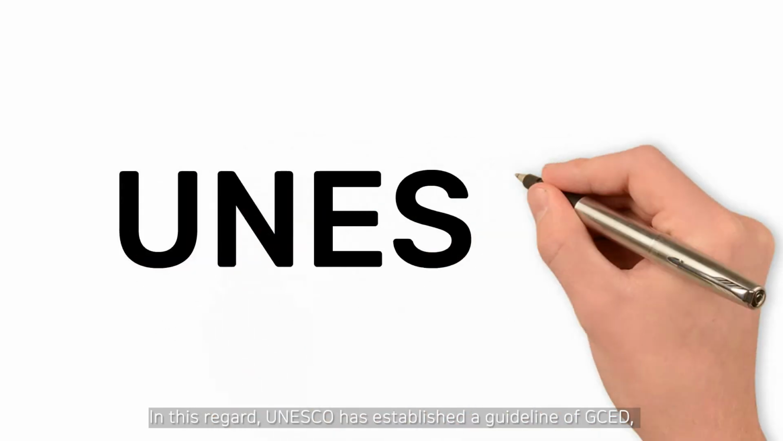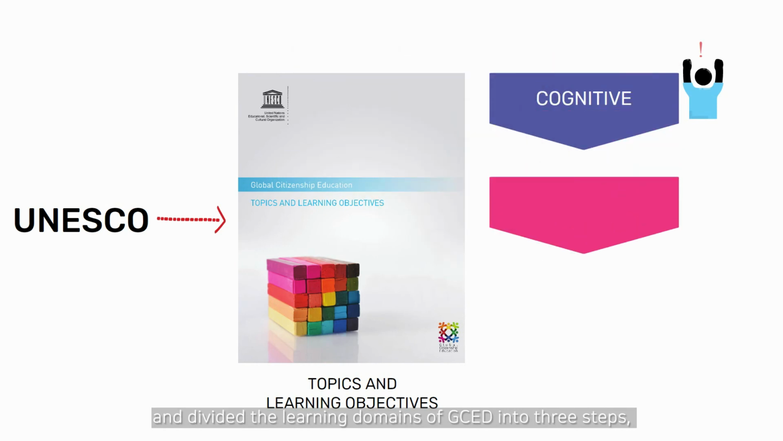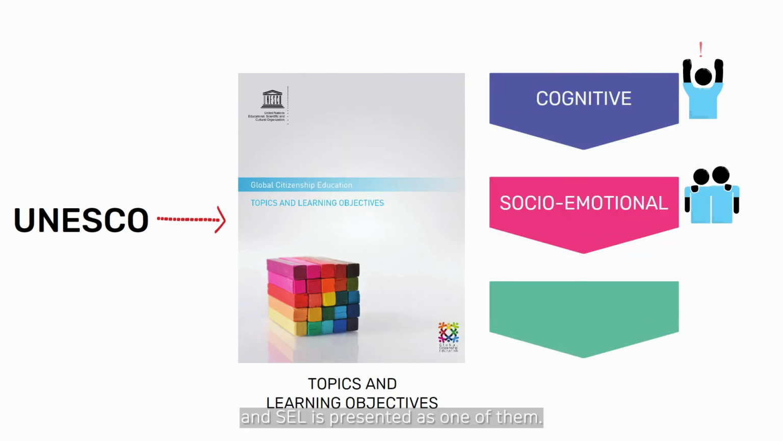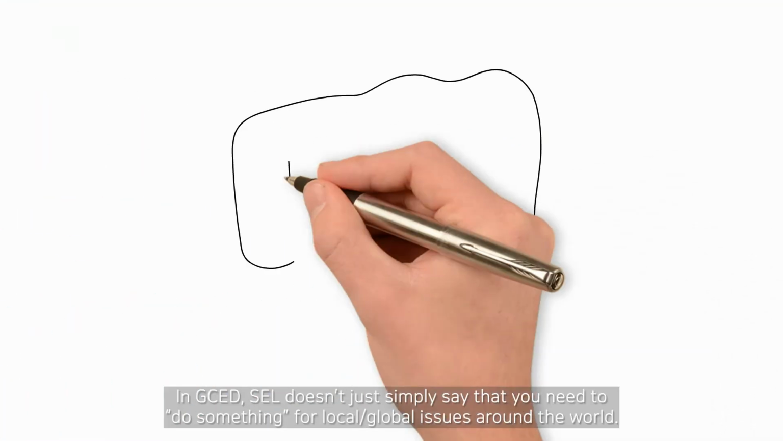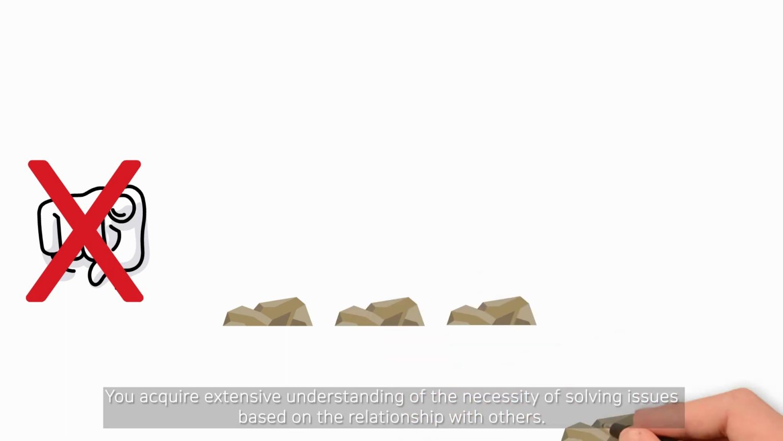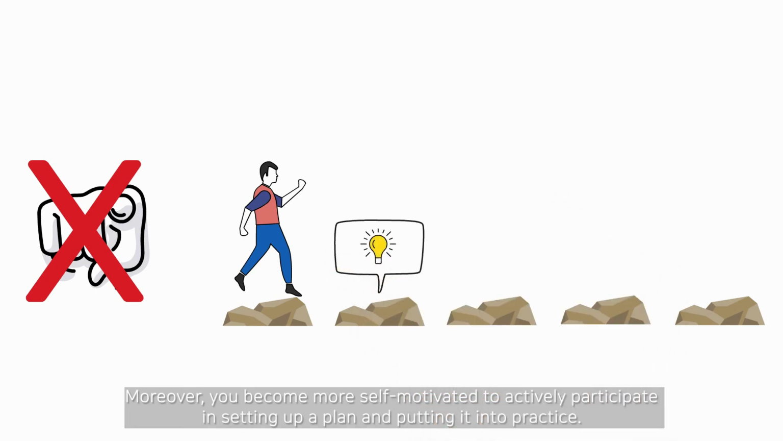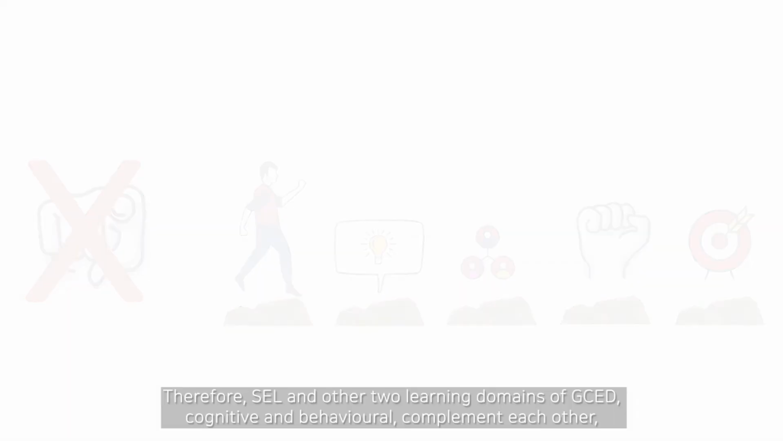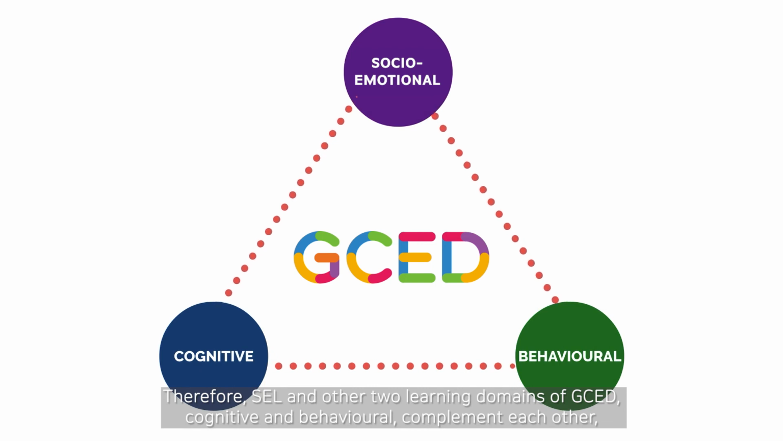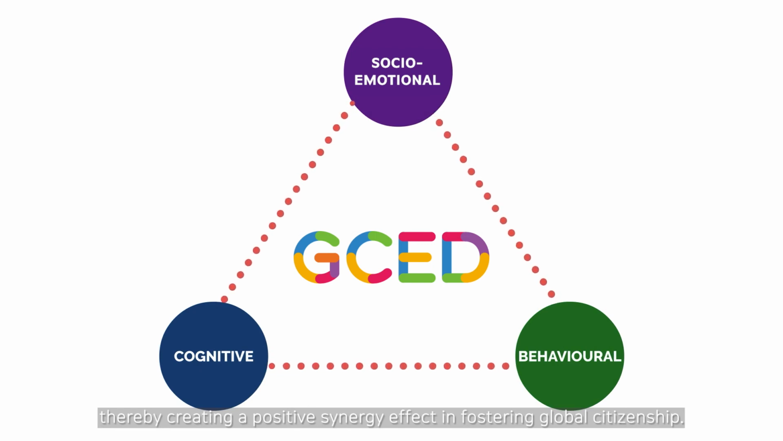In this regard, UNESCO has established a guideline of GCED, which is called Topics and Learning Objectives, TLO, and divided the learning domains of GCED into 3 steps, and SEL is presented as one of them. In GCED, SEL doesn't just simply say that you need to do something for local and global issues around the world. You acquire extensive understanding of the necessity of solving issues based on the relationship with others. Moreover, you become more self-motivated to actively participate in setting up a plan and putting it into practice. Therefore, SEL and the other 2 learning domains of GCED, cognitive and behavioral, complement each other, thereby creating a positive synergy effect in fostering global citizenship.